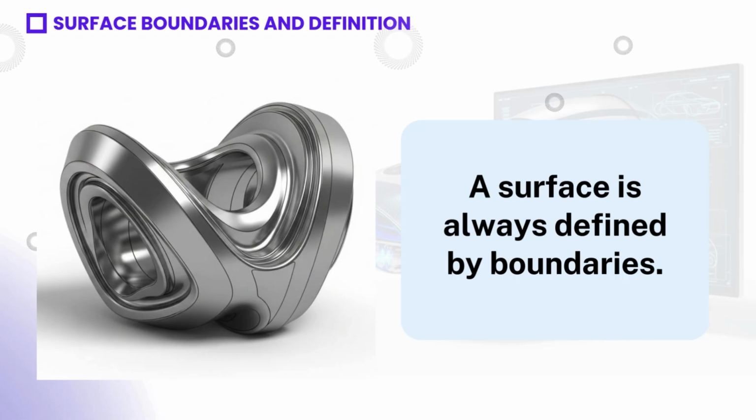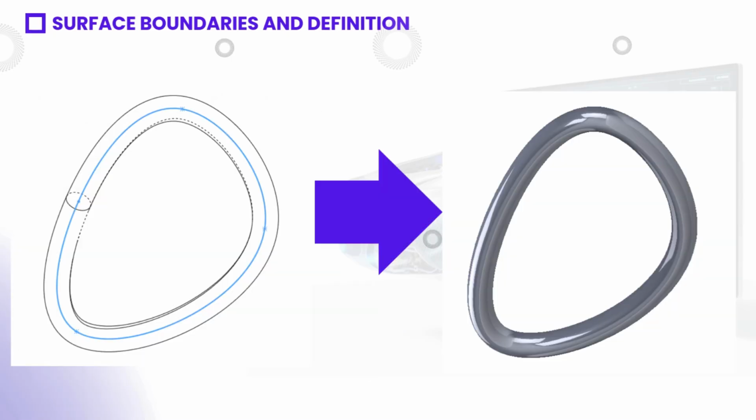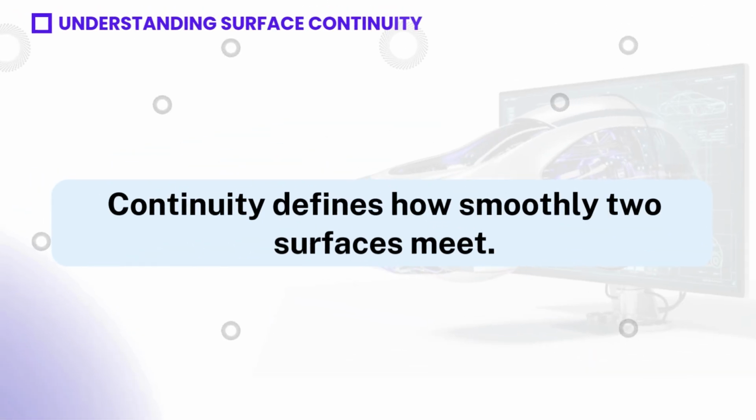A surface is always defined by boundaries. These boundaries can be sketches, edges, or other surfaces. The quality of a surface is directly tied to the quality of these boundaries. If boundary curves are inconsistent or poorly constrained, the surface will reflect that. One of the most important concepts in surface modeling is continuity. Continuity defines how smoothly two surfaces meet. This is where most beginners struggle and where professionals gain control.